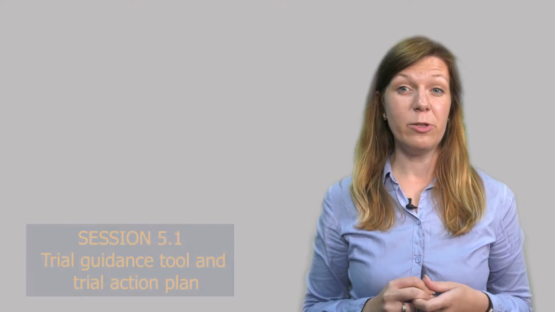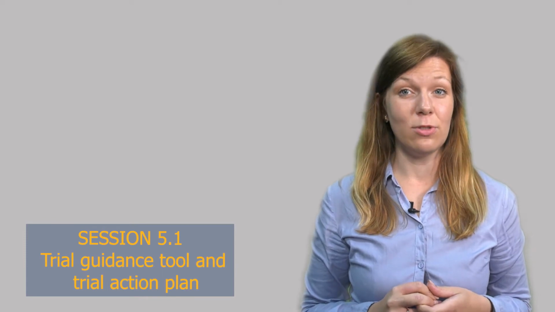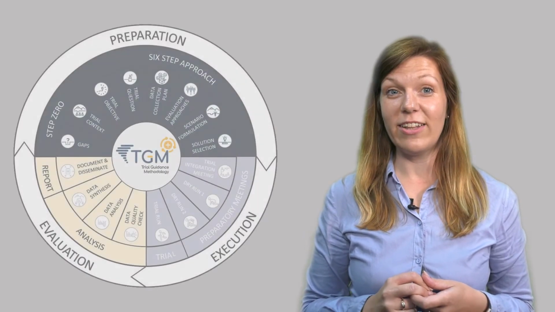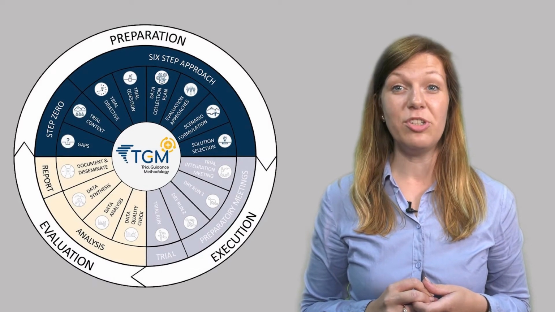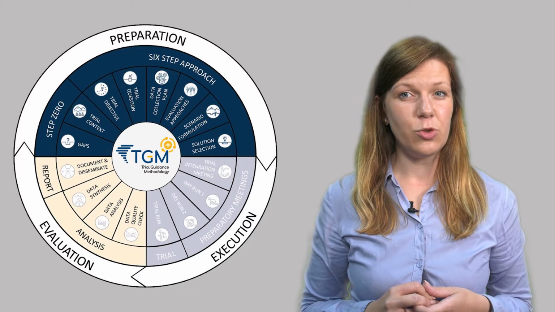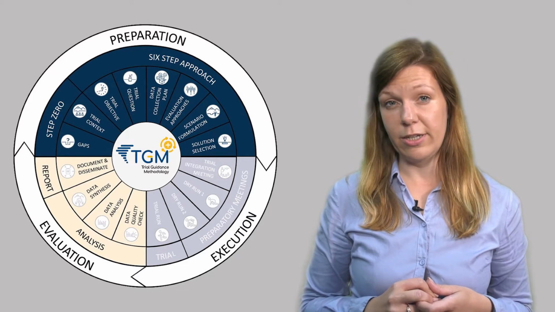Hi, you have now reached session 5.1 about the Trial Guidance Tool, the TGT, and the Trial Action Plan, the TAP. These tools are designed to help in the implementation of the Trial Guidance methodology during all phases. The TGT also offers automatic validation and examples from previous trials. The TGT and the TAP are used primarily by trial organizers.